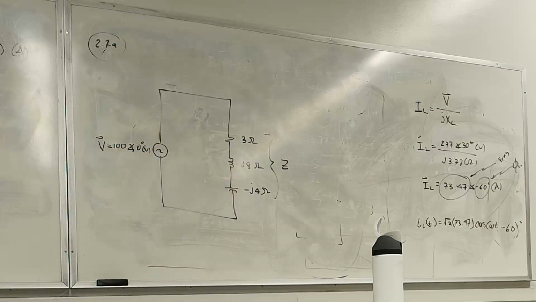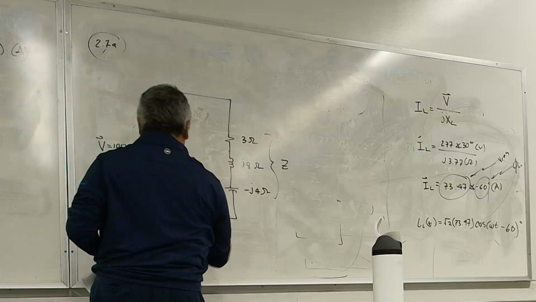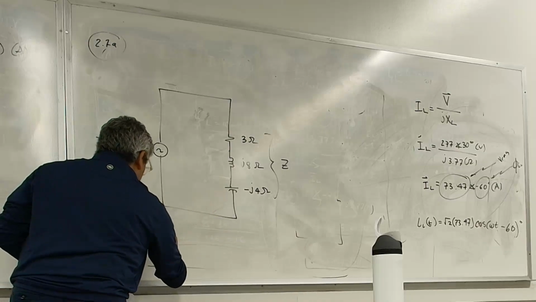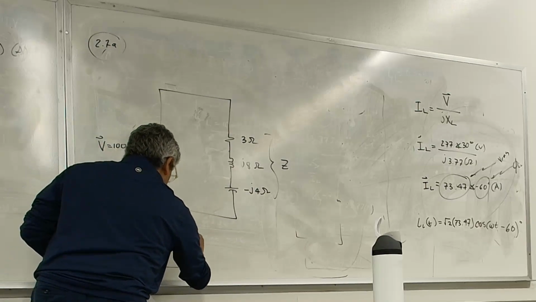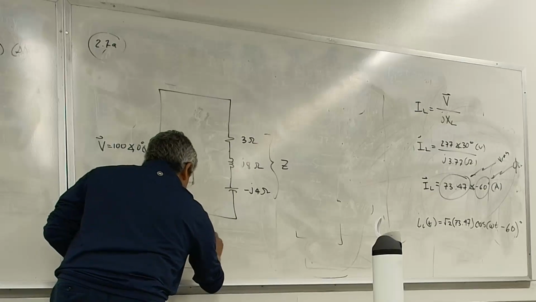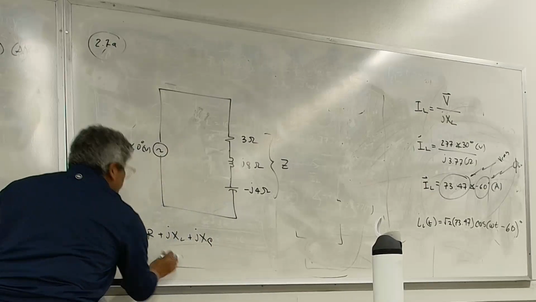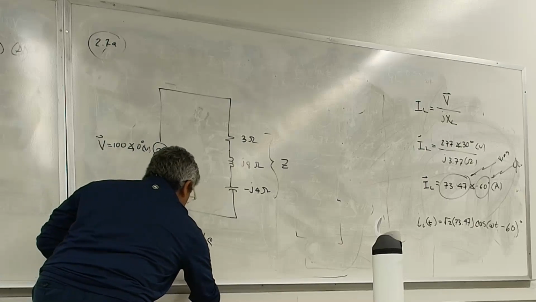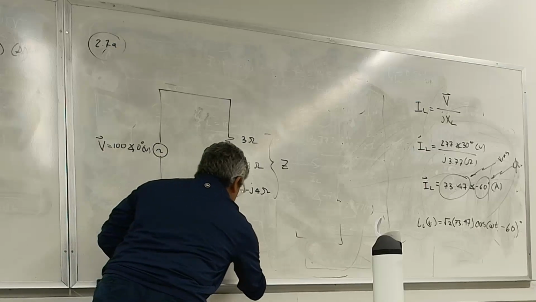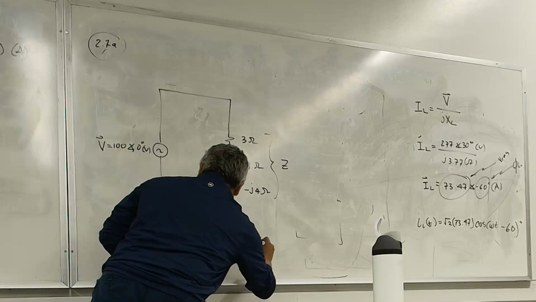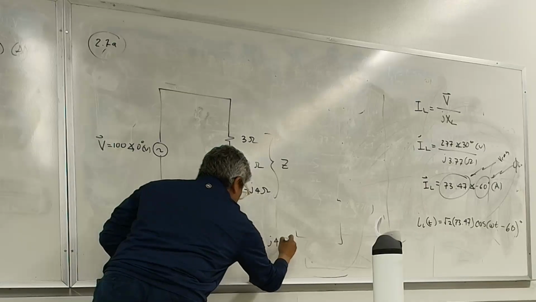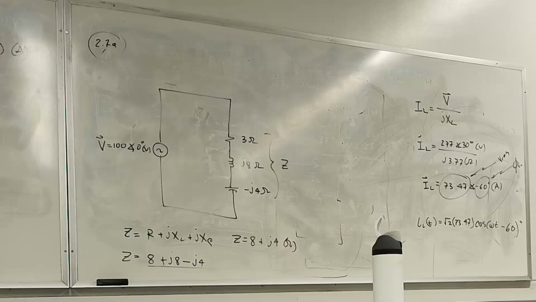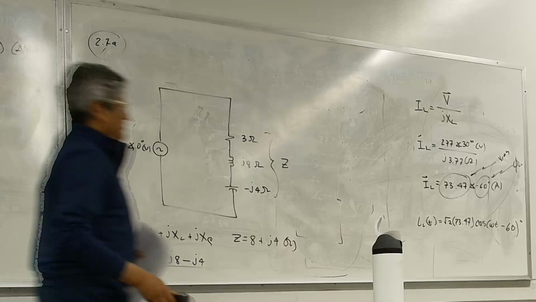All right. So A was just to find Z. So Z is equal to R plus jXL plus jXC. Z is equal to 3 plus j8 minus j4. So Z is equal to 3 plus j4 ohms. Everybody agree with me? Right? That was very simple. Nothing overly complicated.